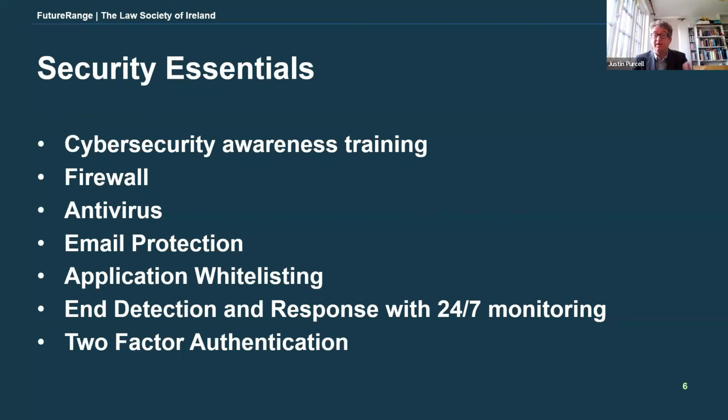Sorry to jump in there. No, just around those security essentials, how easy or difficult is it for a small practitioner in an office to try and assemble all of those protections together, or do they come as a package?